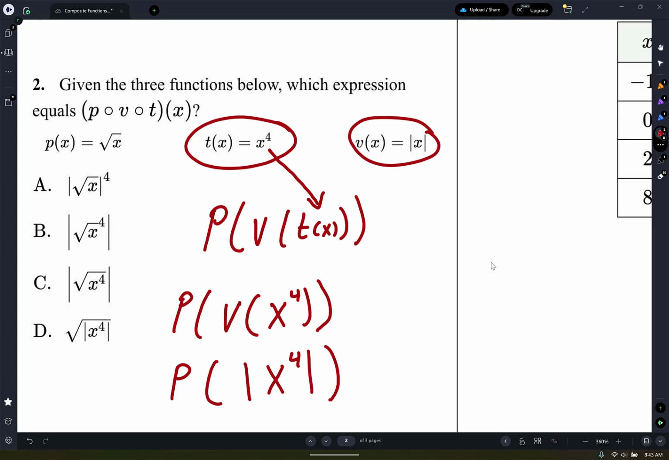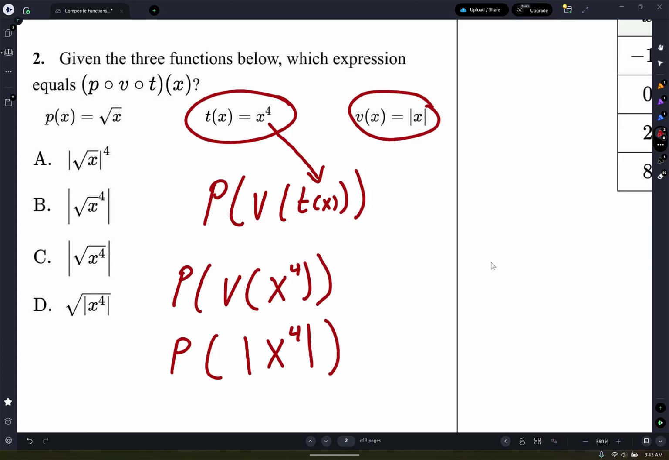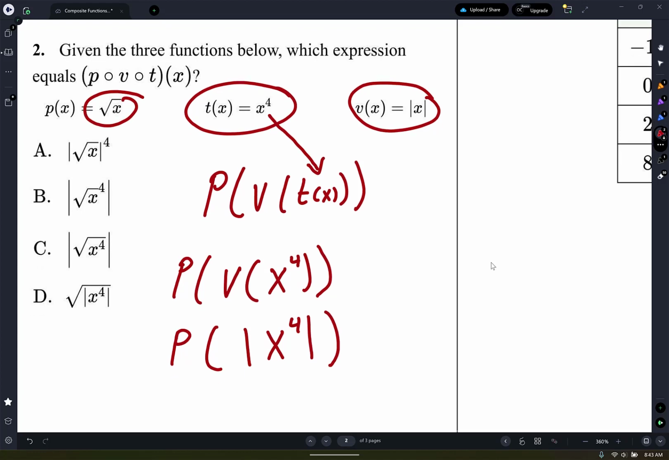Are we still okay, guys? And now I go to p, and wherever I have an x, I'm going to insert that expression. So square root of the absolute value of x to the fourth, close it. And I guess you can say that absolute value goes away if you were trying to simplify, because any number raised to a fourth power is always going to be positive. And then you take a square root, but they don't take that into account. So the answer looks like it is letter D.